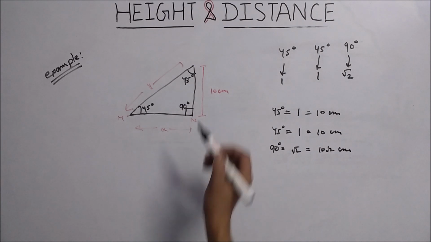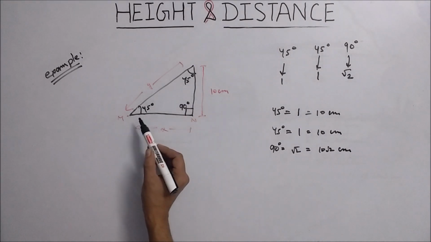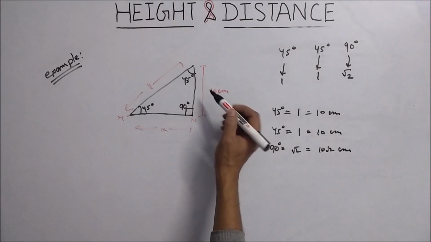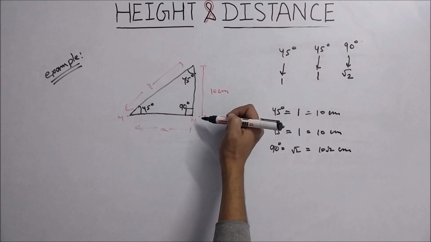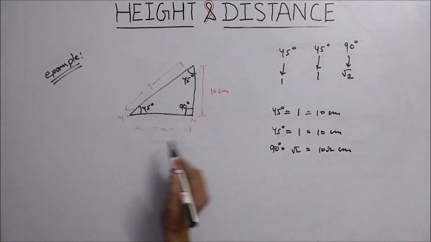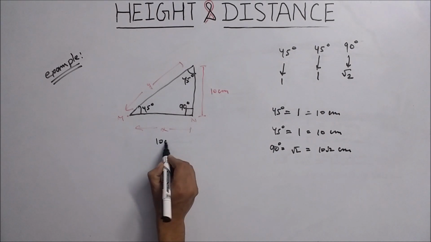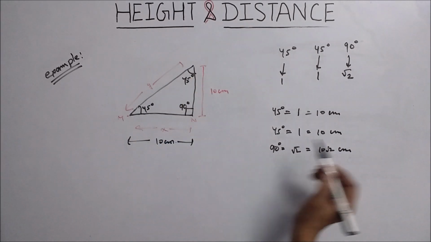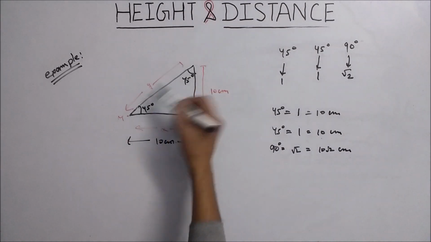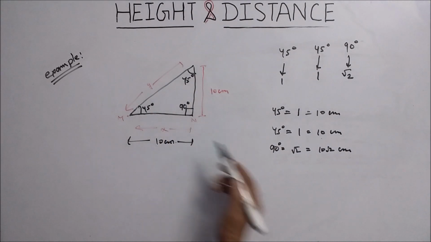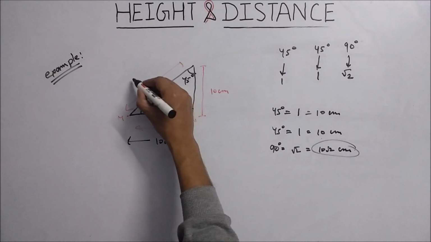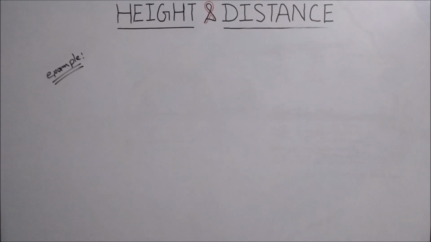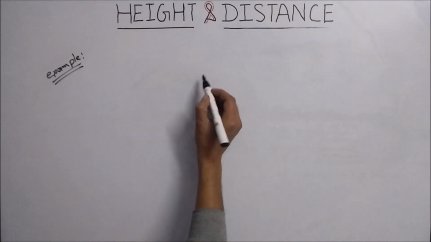So in this case, this angle is 45, this angle is 45, and this angle is 90. We already know the side, or you can say the height, is 10 centimeter given. We already found this is also 10 centimeter, or you can say the side opposite to angle 45, that is 10 centimeter. If you're talking about this hypotenuse, the side opposite to 90, that is 10 root 2 centimeter.